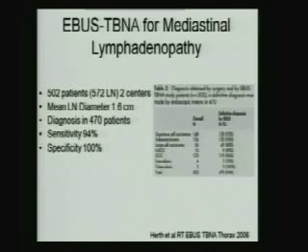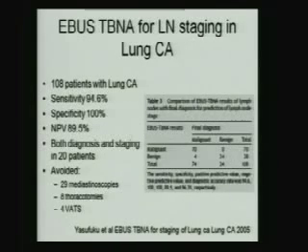These findings were validated in another report from 2 centers in Europe and the US of 502 patients. They had a mean lymph node diameter of 1.6, and they were able to secure a diagnosis in 470 patients, leading to a sensitivity of 94% and a specificity of 100%.